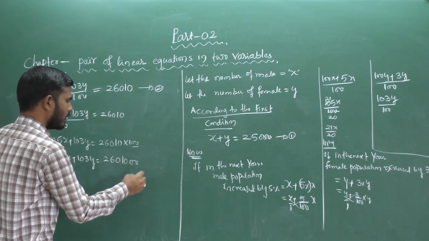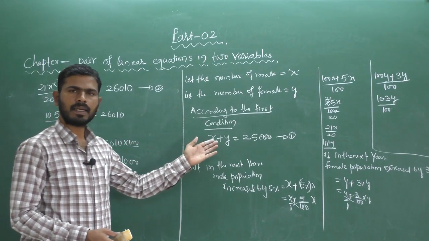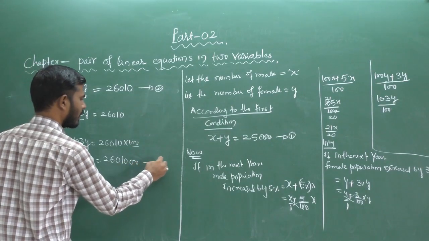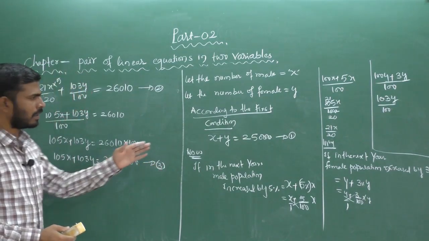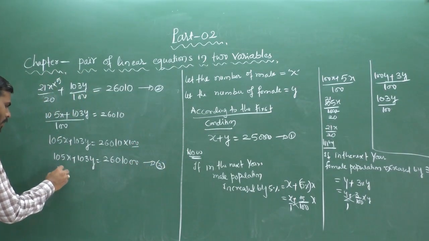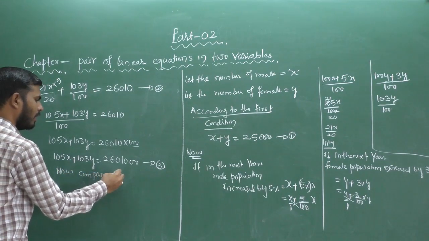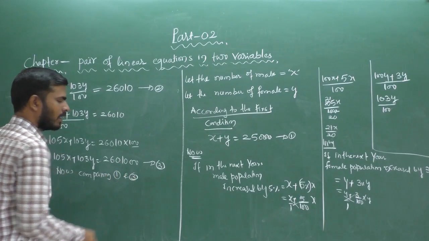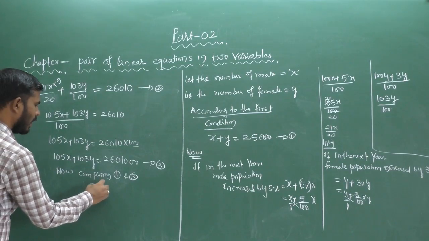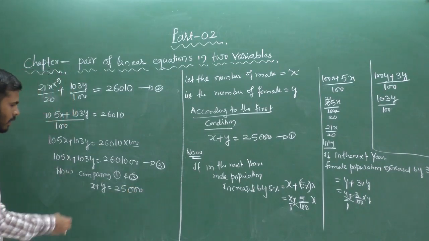This 20 keep as it is. So now this is a simplified form and this one is already given equation 1 and 2. Now comparing equation 1 and 3, or you can write here 3. Now you can compare the equation 1 and 3, means you will get x or y value. So let us see here how to find out. Now comparing equation 1 and 3. Equation 1 and 3 we have to solve, that is 1 is x plus y equal to 25000.